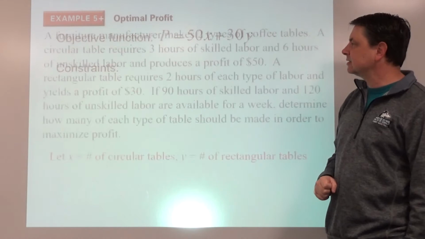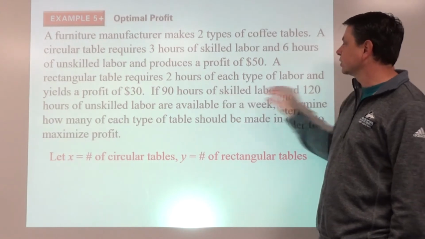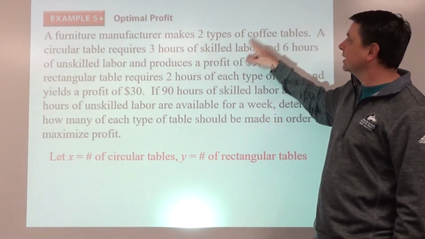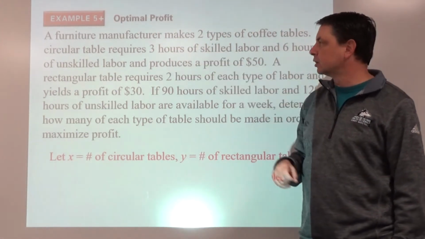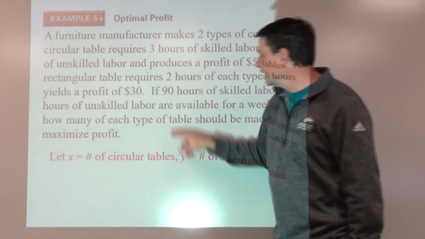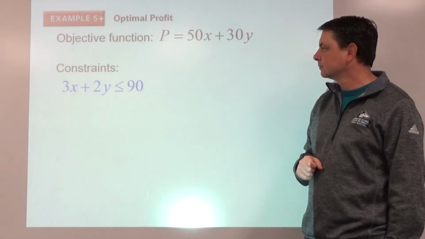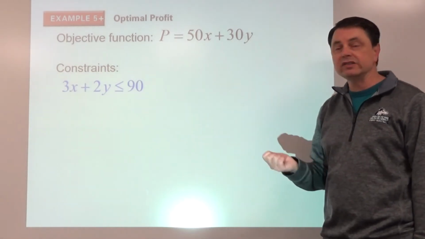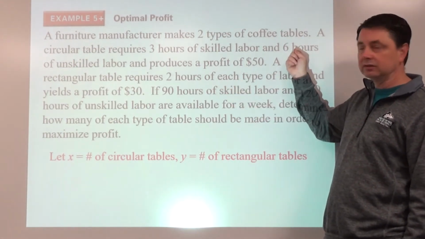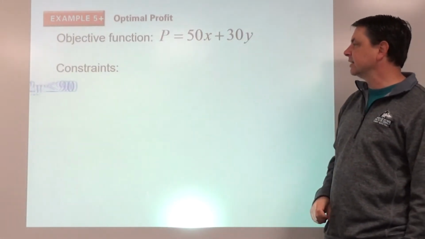And then our constraints, we kind of go back and take a look at that. Again, we've got a constraint for 90 and a constraint for 120. So the skilled constraint is, well, if it takes 3 hours of skilled for a circular table, 3 times X, and 2 of each, so 2 for skilled here, 2 times Y, that has to be less than or equal to the 90. And if we do the unskilled constraint, 6 hours of unskilled per circular table, so 6X, and another 2Y is going to be less than or equal to the 120.